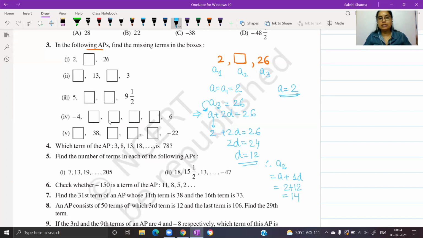Although in case of 3 terms, you could also have done it another way. A, B, C are the 3 terms. Twice the middle term equals the sum of the extreme terms. आप वो भी कर सकते थे. If anyone has used that.